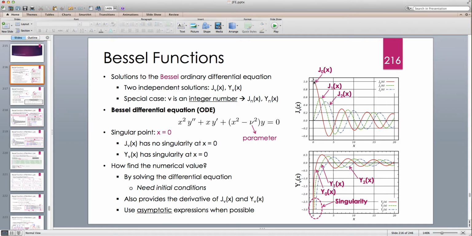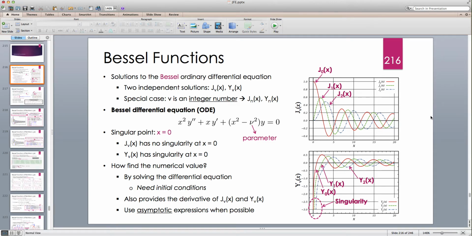So J0 is this function, and all of these functions show some sort of oscillatory behavior. J0 always starts from 1. Other J's, J1, J2, they always start from 0. And then, as x progressively increases, we end up with an oscillatory behavior.